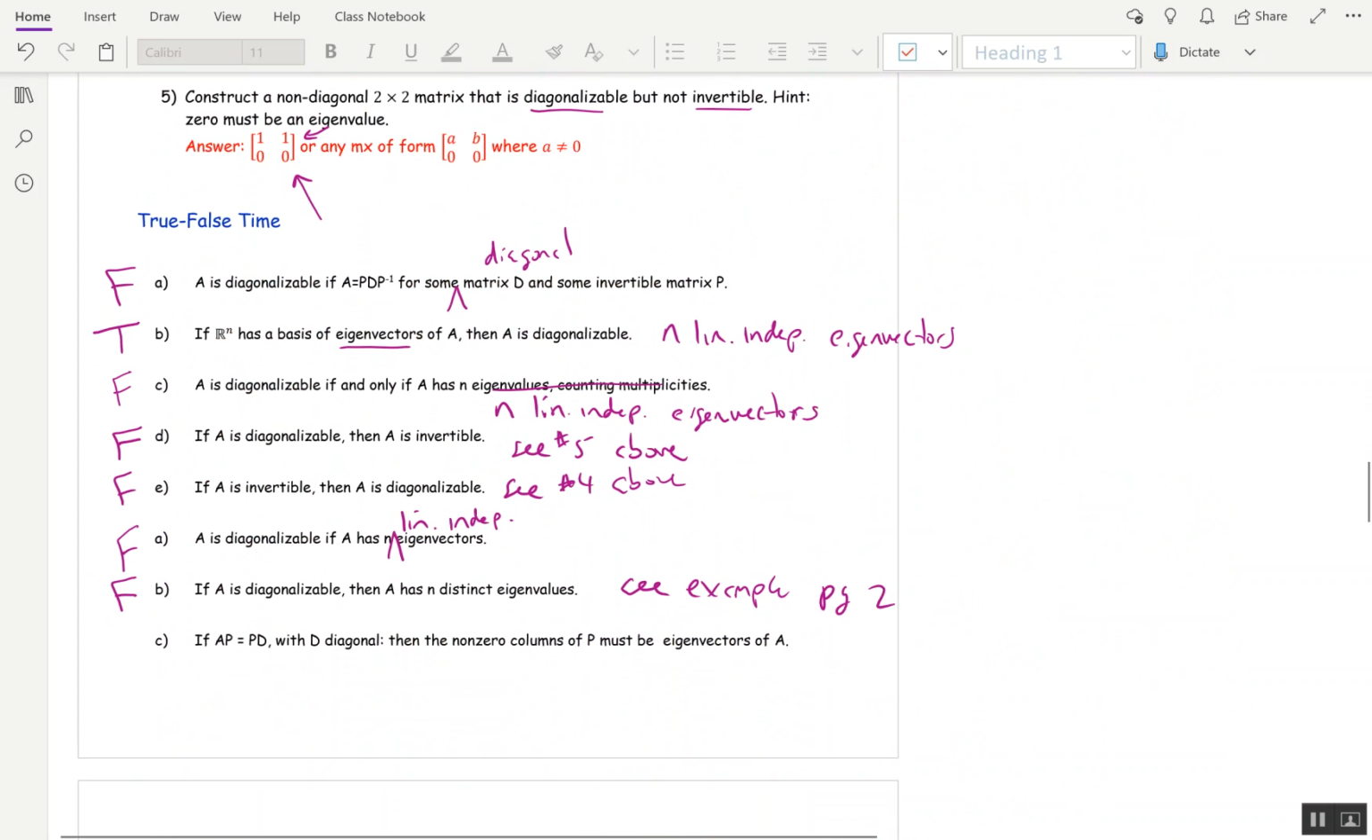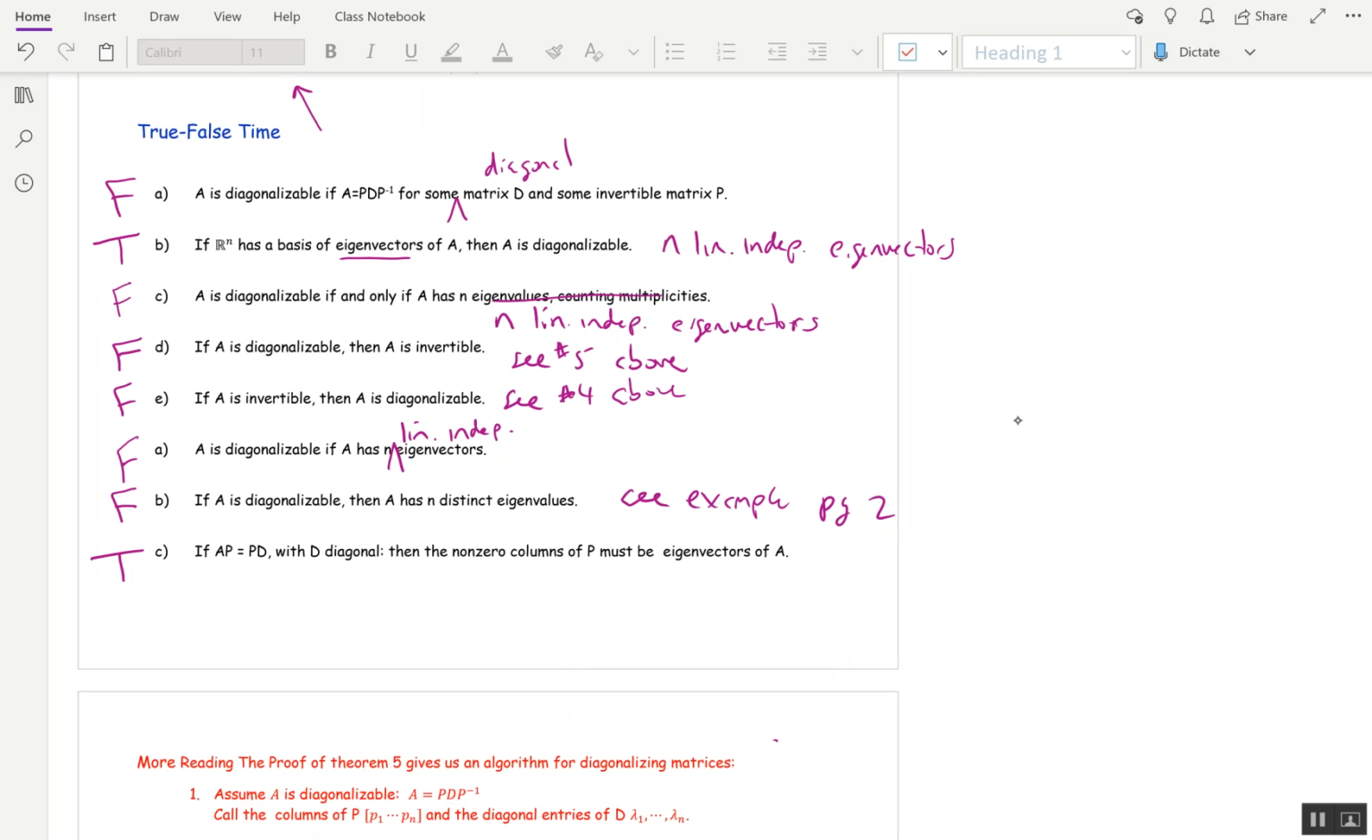All right, and the last one. This one's not obvious, but it is true, and I'll explain why. This is true. If AP is PD and D is diagonal, then the non-zero columns of P must be eigenvectors of A. This is actually part of the proof that you can read at home of the diagonalization theorem, but let me just do a quick explanation.